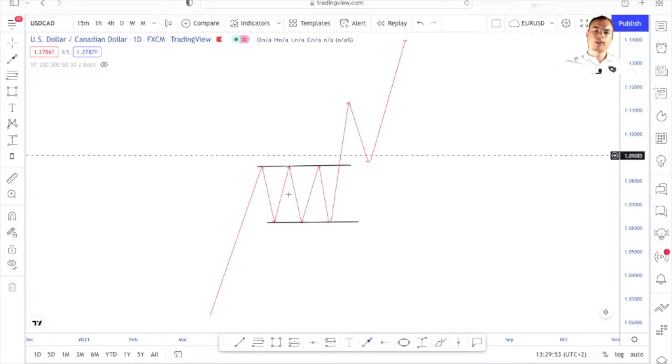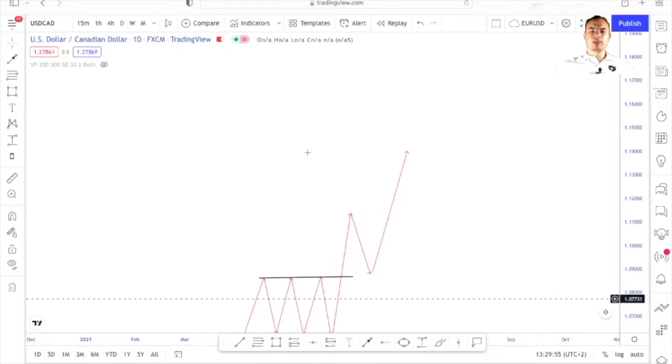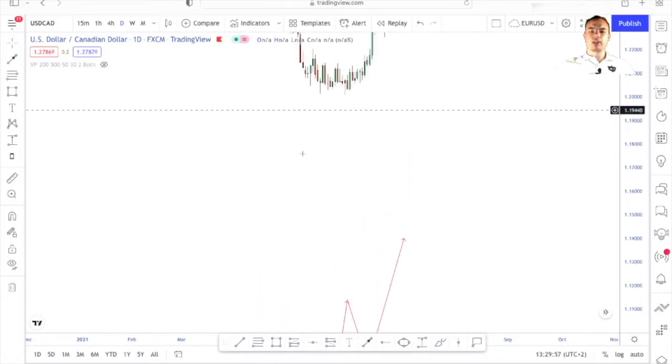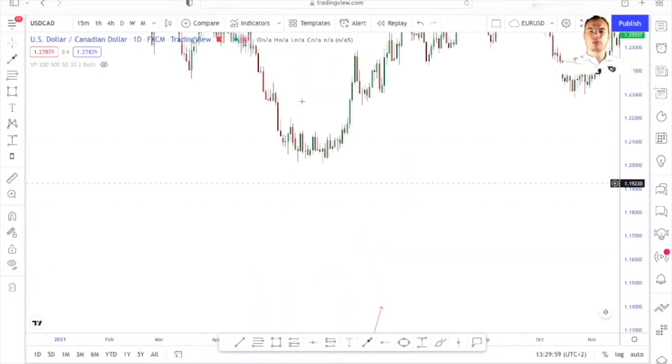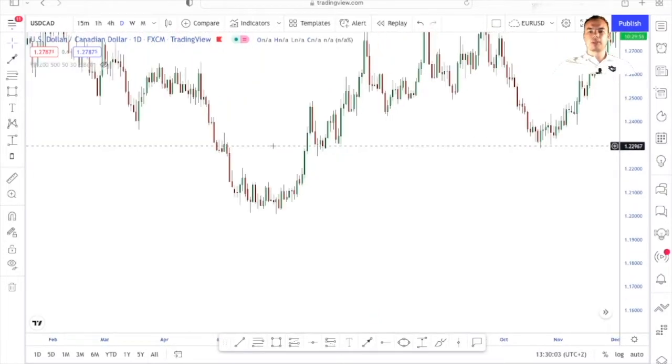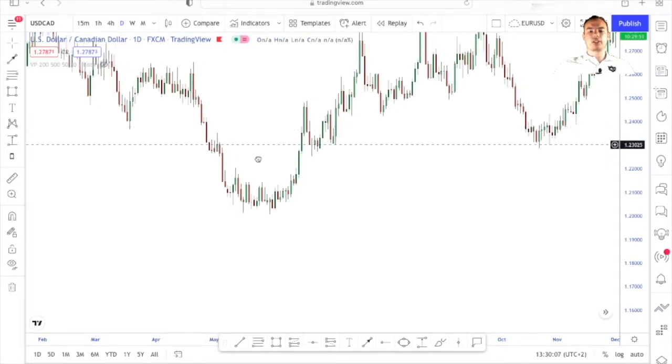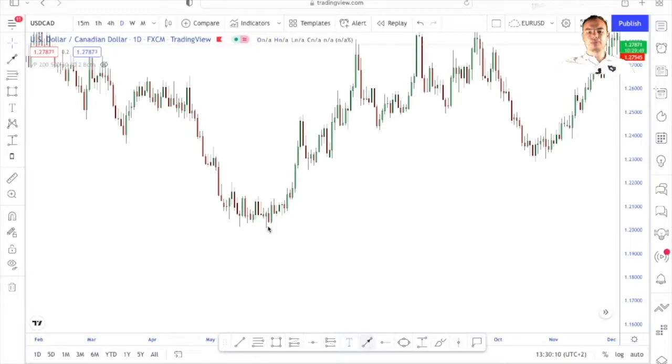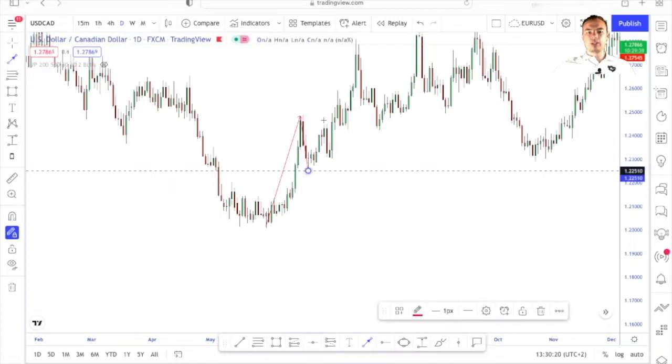So let's have a look. The example I'm going to show you now, I personally wouldn't trade because it's too small. Remember, I'm just trying to give you the concept of how it looks, and the criteria of it. So over here, you'll have your big bullish move to the upside. Then you'll see that it will make a higher low, equal high, equal low.